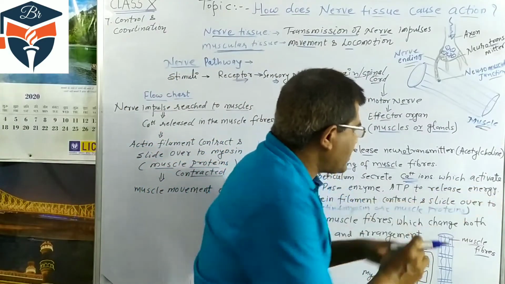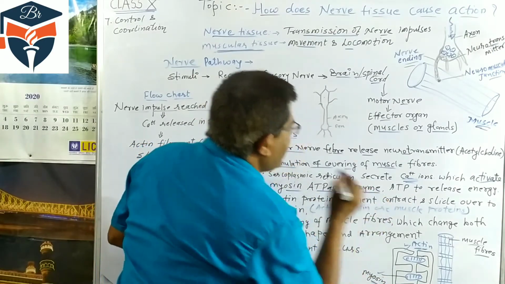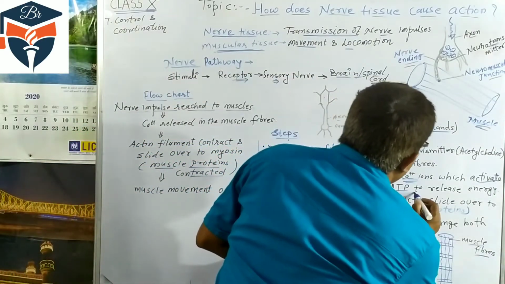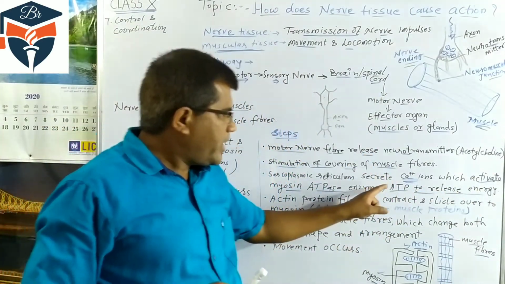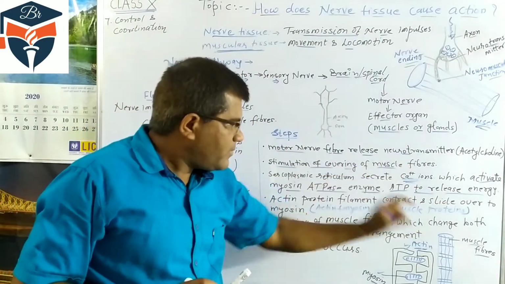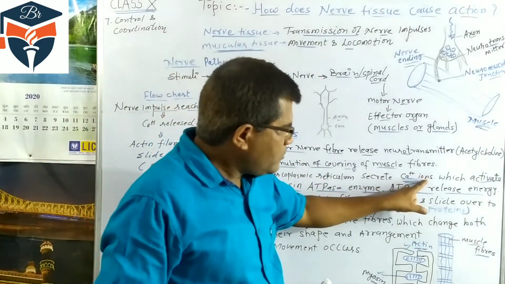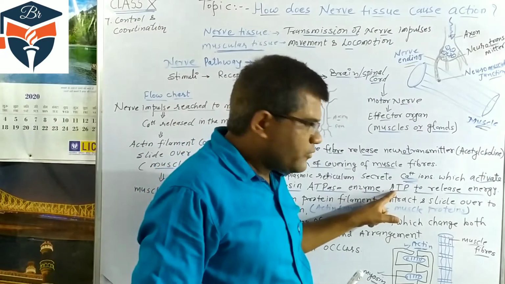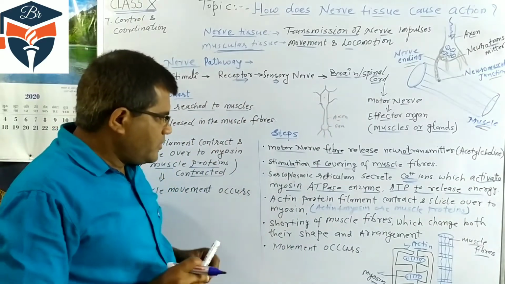Now this calcium activates the myosin ATPase enzyme. The ATPase enzyme is activated and it releases energy from ATP. So when the covering of the muscle fiber is stimulated, the sarcoplasmic reticulum secretes calcium ions. Due to the calcium ion, the ATPase enzyme becomes activated, and ATP, which is known as the currency of energy, releases the energy. And due to the energy, what happens?